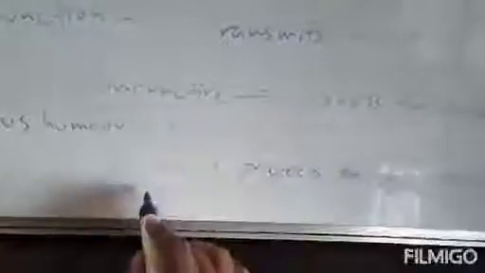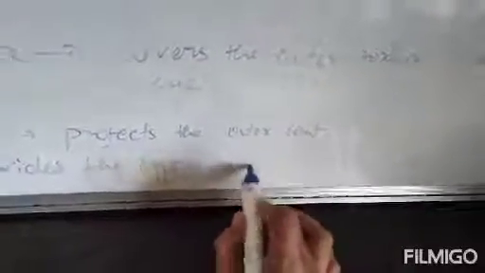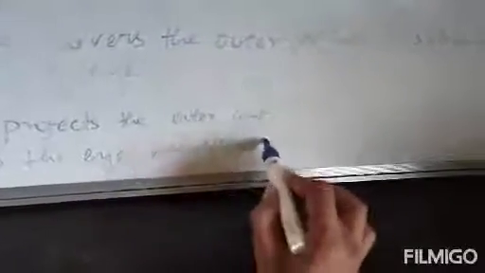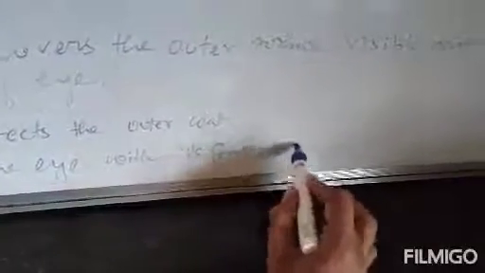Next, apart from all of these, there is one part, that is the vitreous humor. This is also a part of the human eye. It is also a muscle which provides the eye with its form and shape. That means it provides the shape of the human eye. So the function of the vitreous humor is that it provides the eye with its form and shape.